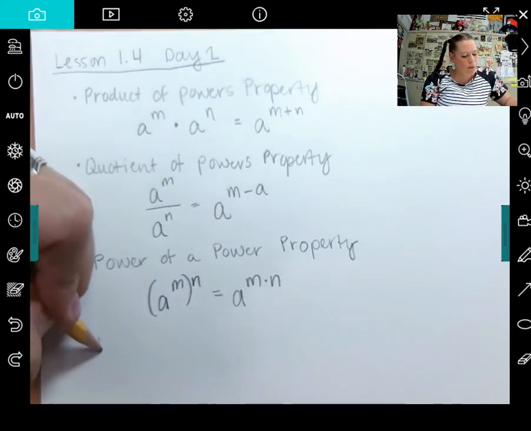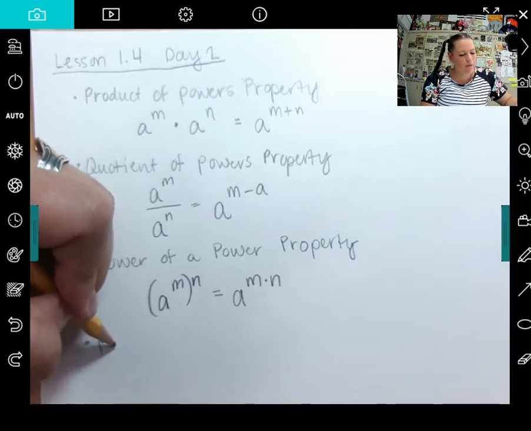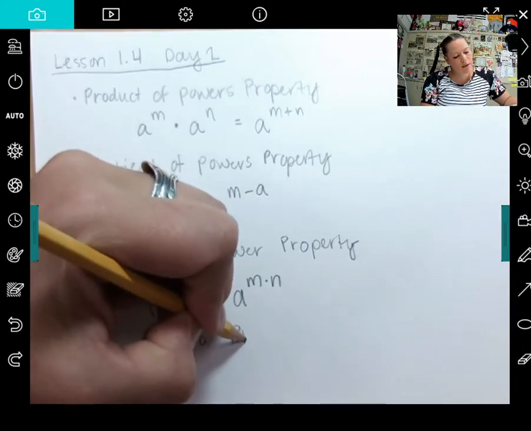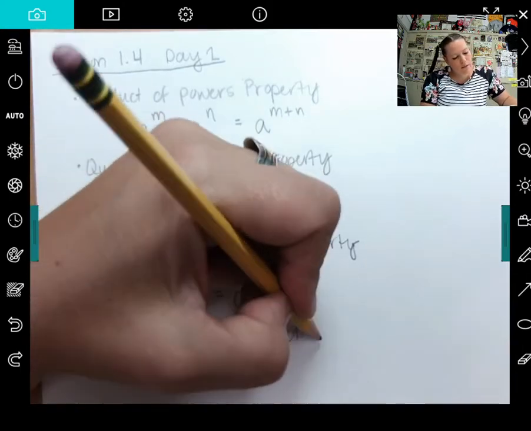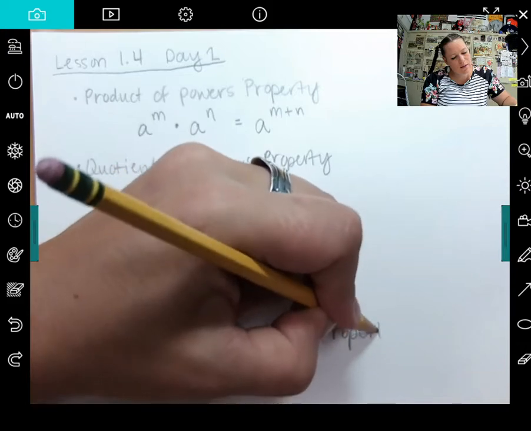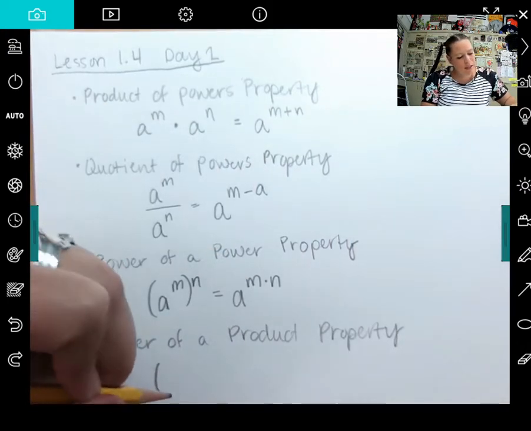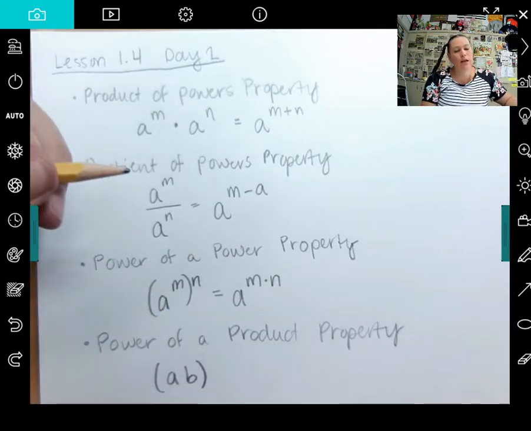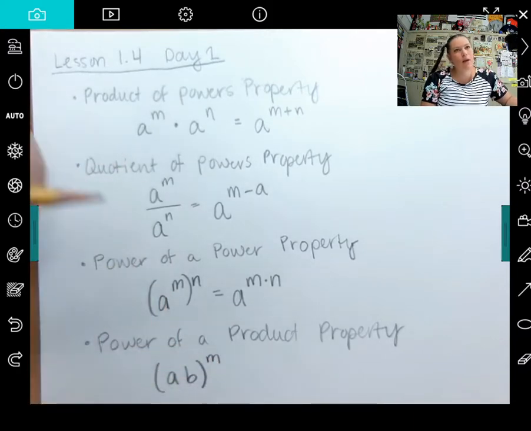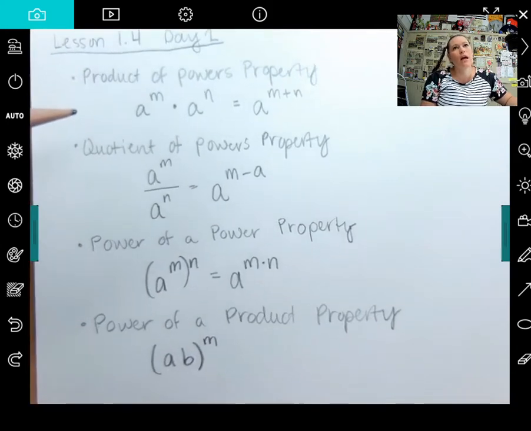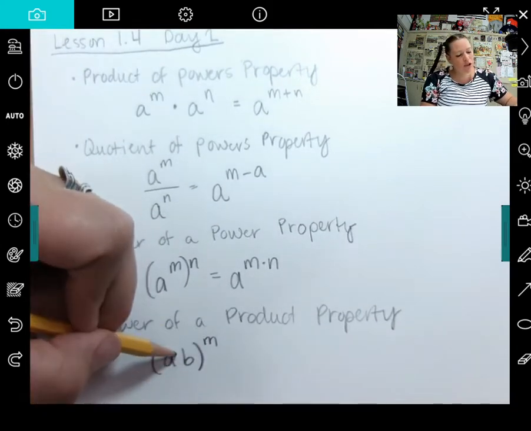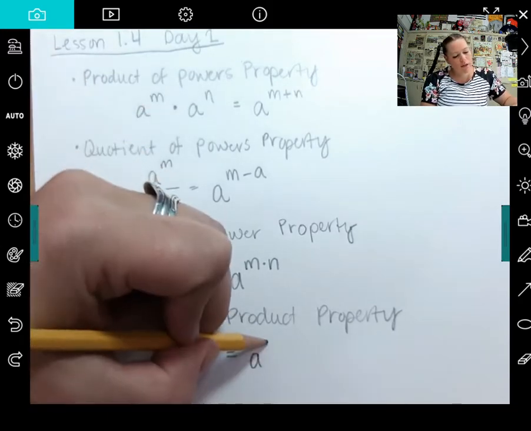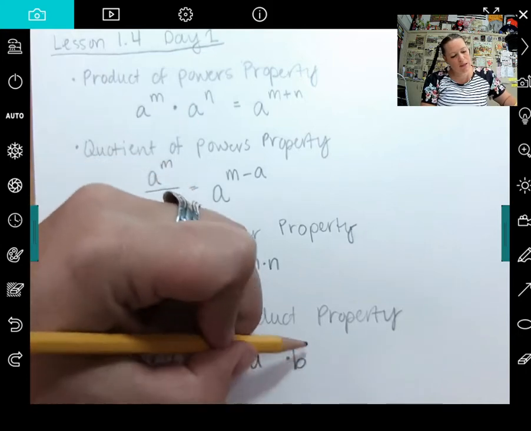The 4th property is power of a product property. And this property would say if I had 2 bases, so a times b being multiplied, and that quantity was to the mth power, I could simplify it by distributing the m. So by distributing my exponent, and I'd have a to the m times b to the m.